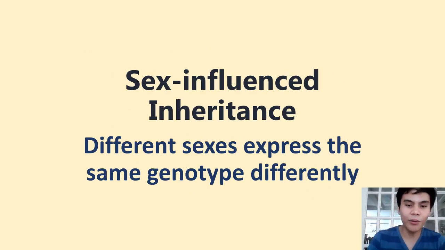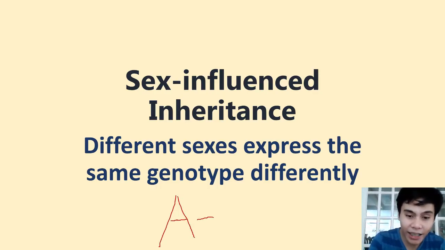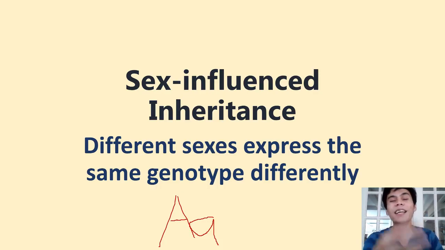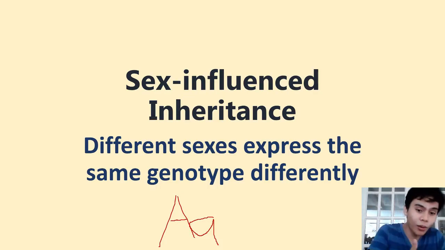Now, when we say sex-influenced inheritance, it just means that different sexes express the same genotype differently. One example is baldness. You can have the same genotype between a guy and a girl, but the guy would end up bald and the girl will not. That's because the difference in sex will make it express differently. Again, it can be the same genotype, for example, capital A, small a, which will code for bald in guys, but for girls, it will code for normal.